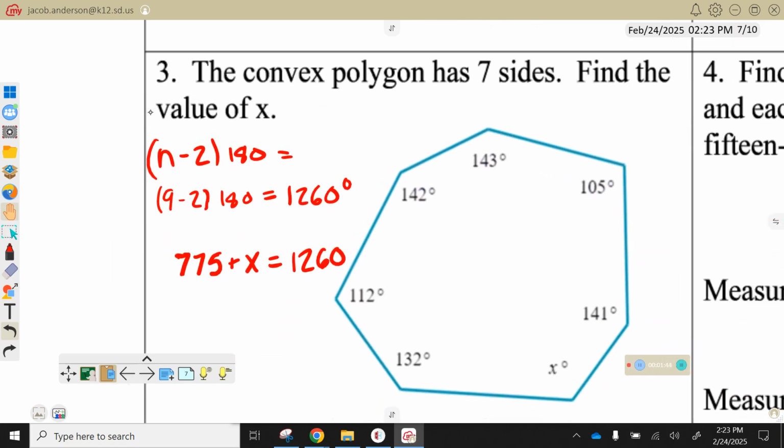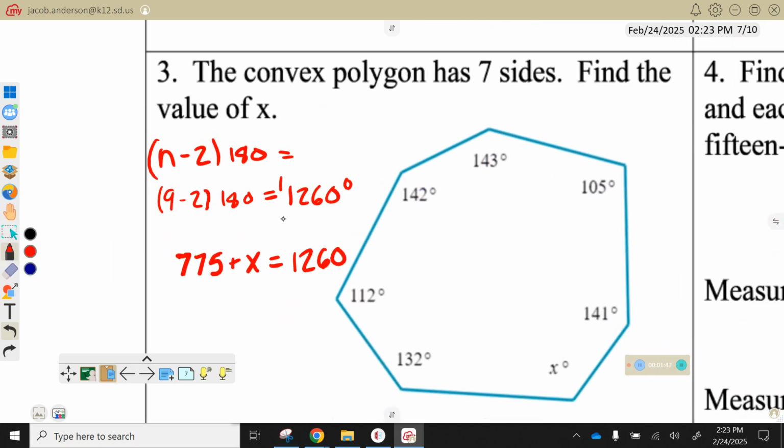Number 3, this convex polygon has 7 sides. So using that formula, I've determined that we have 1,260 degrees inside of that shape. Although now I'm noticing that I did it wrong. It says 7 sides, not 9 sides. Let me fix that really quick. That should be a 7 minus 2 times 180. And that number is probably way too high now. So I'm going to have to go back to my calculator one more time. So we should have 7 minus 2 times 180, and that would be 900. Don't know where that 9 came from, but that's okay.